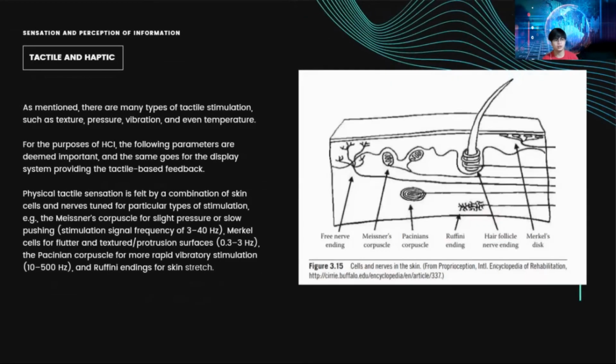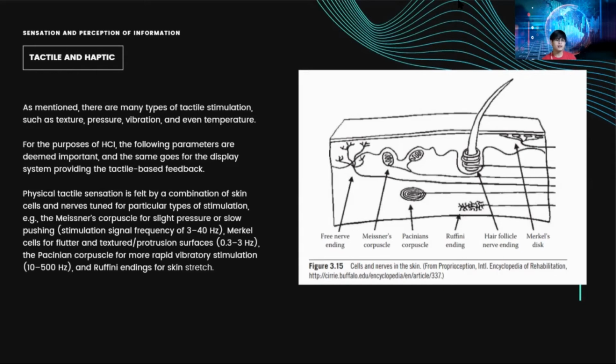As mentioned, there are many types of tactile stimulation, such as texture, pressure, vibration, and even temperature. For the purposes of HCI, the following parameters are deemed important for display systems providing tactile-based feedback.